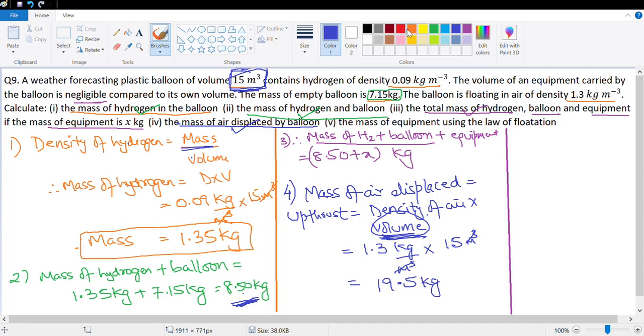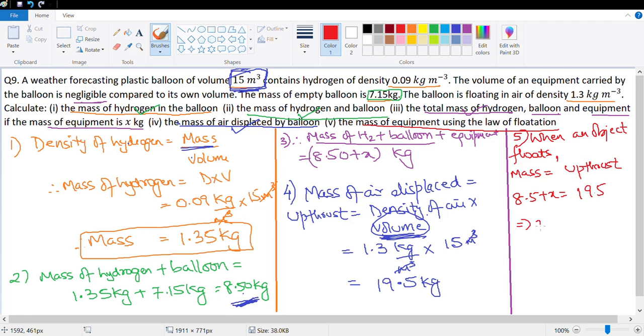Last part of the question says mass of equipment using the law of flotation. Since it's floating, when an object floats, we know that the weight is equal to the mass of air displaced, or equal to the upthrust. So let's substitute values. We know mass is equal to 8.5 plus x. This is including the weight of the equipment. Upthrust we know is 19.5, which means x is equal to 19.5 minus 8.5. Therefore, x is equal to 11 kg.